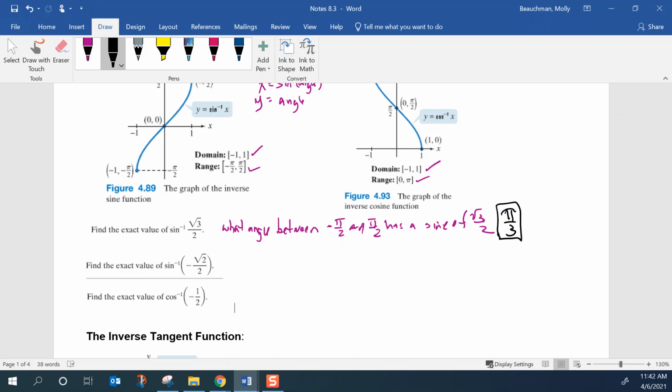All right, second, let's take a look. Find the exact value of the inverse sine of negative square root of 2 over 2. So that means what angle between negative pi over 2 and pi over 2 has a sine of negative square root of 2 over 2. So let's look at our unit circle.